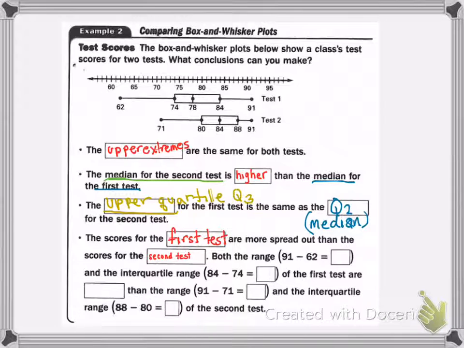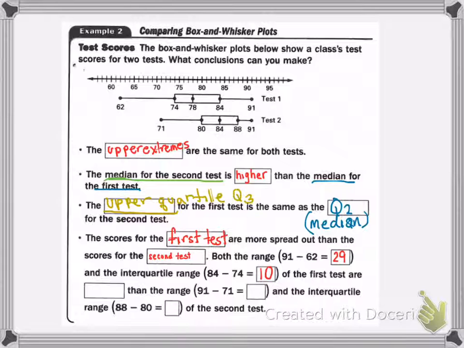Both the range, 91 minus 62, so the range is the difference between the highest and the lowest, if you were not familiar with that, and that gives us 29. And the interquartile range, the IQR, is the difference between Q3 and Q1. It's basically the range of the box. 84 minus 72 is 10.